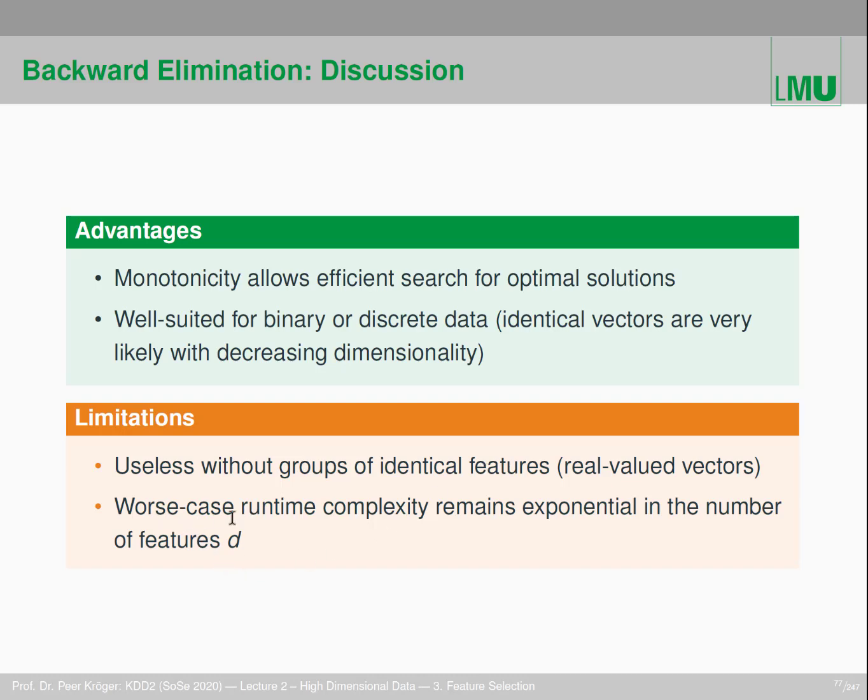And worst case runtime complexity, of course, remains exponential. So 2 to the power of n. Sorry, d is not the right letter here. That should be n, of course. So worst case runtime complexity is still exponential in the number of features n.